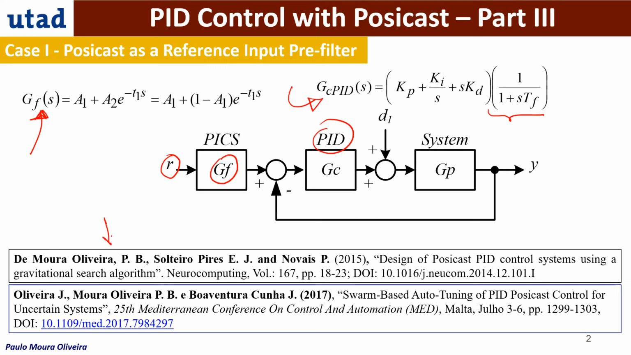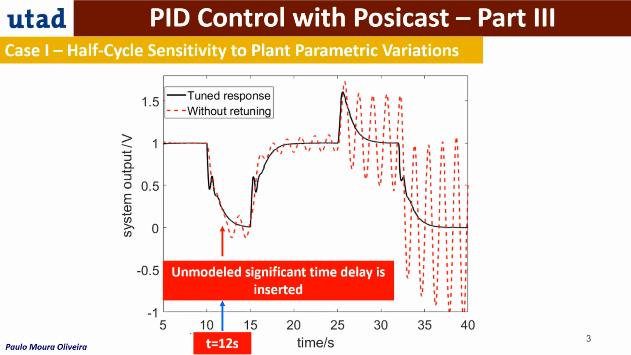The design of this control system using the gravitational search algorithm has been reported in this first publication. And the problem about the sensitivity of this input shaping technique, Posicast, regarding parameter uncertainty was reported in the second one. So in this one, we are first going to show you what the problem is.